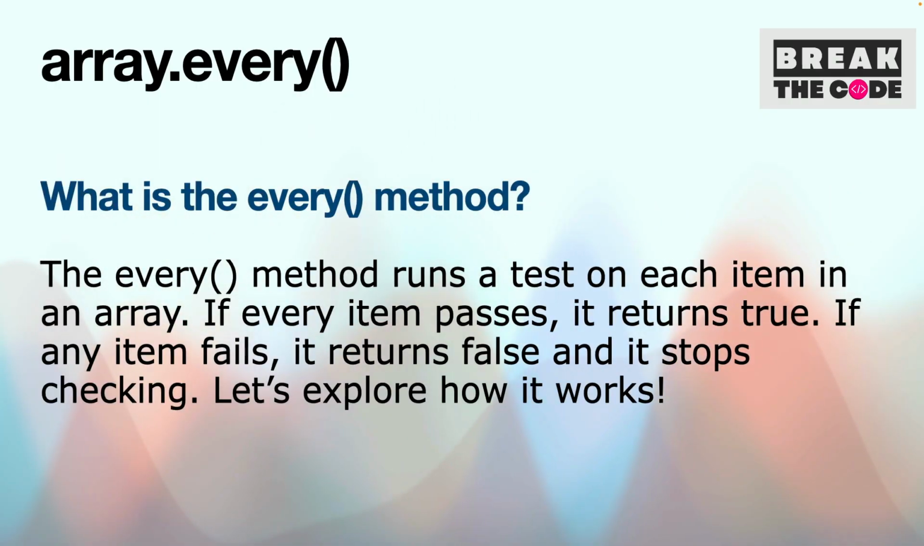The every method runs a test on each item in an array. If every item passes, it returns true. If any item fails, it returns false and it stops checking. Let's explore how it works.